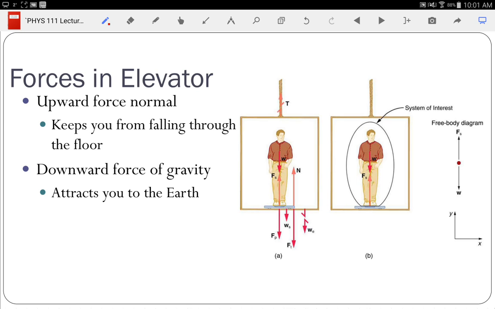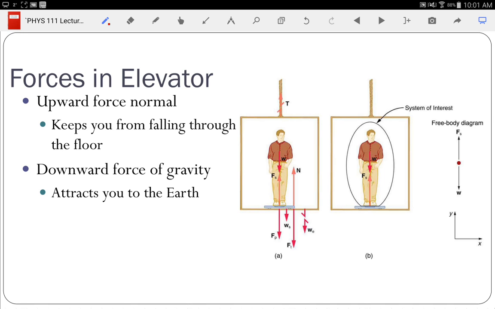Then you have the force of the floor holding up the scale, the force of the scale pushing down on the floor. A lot of forces there. Why would they put so many forces? Because this picture is here to illustrate a lot of physics ideas.